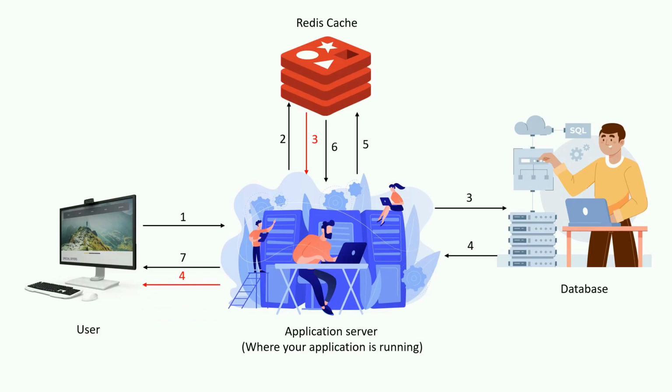If the Redis Cache is expired, suppose we have set the time to live for 15 minutes, and after 15 minutes I hit the API, then it will follow the first process. It will fetch from the database, return it to the application, and then to the user. This is how it works.